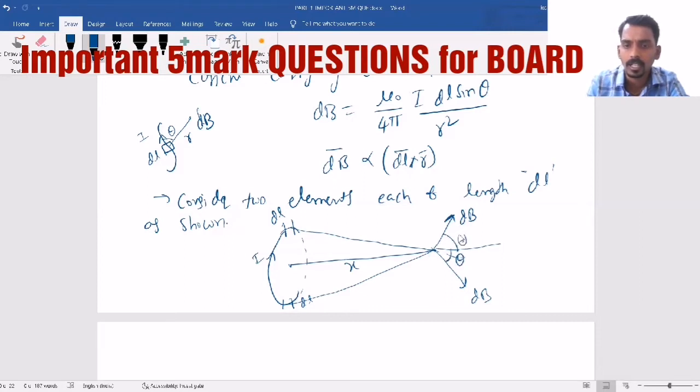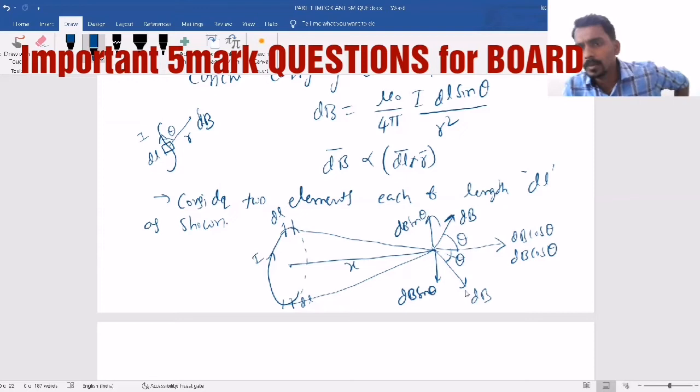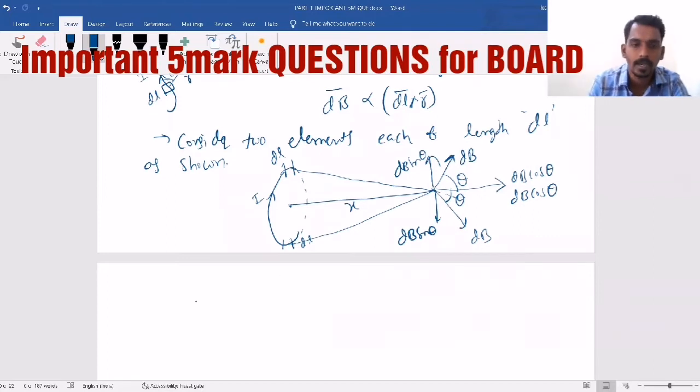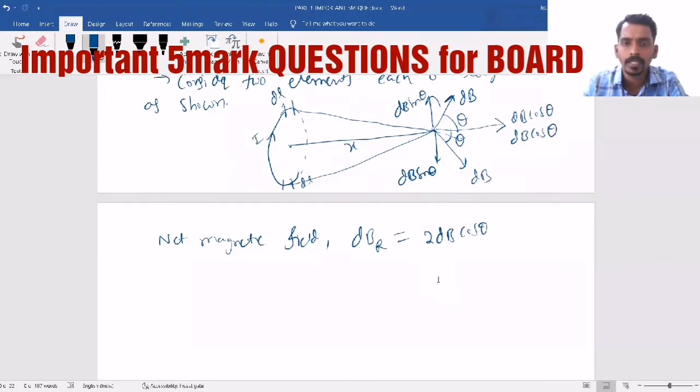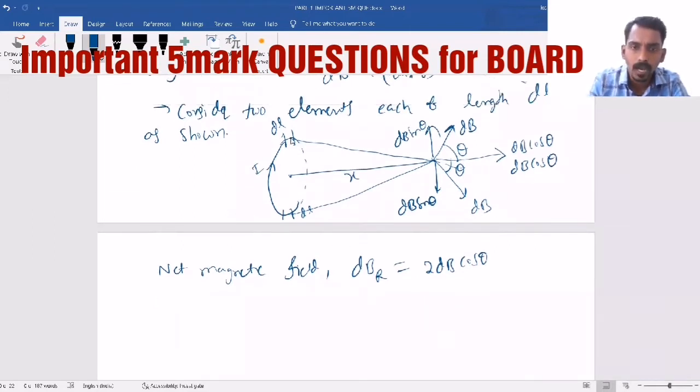Let's take this theta, and this also will become theta, so that here one components will become cos components along this direction. And in the perpendicular directions, the components will become dB sin theta, and this is also dB sin theta. So that here dB sin theta, dB sin theta will get cancel each other, and dB cos theta will get added up. So that net magnetic field dB resultant will become 2 dB cos theta, where dB is the magnetic field due to this small elements.